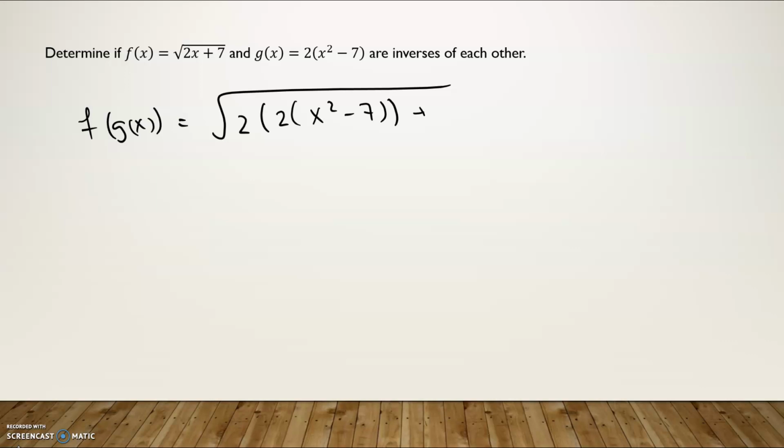I'm plugging g into f. So I'm going to take the square root of 2x plus 7, wherever I see an x in that function, I'm going to plug in 2 times x squared minus 7, like I've done here. And then I'm going to simplify this.